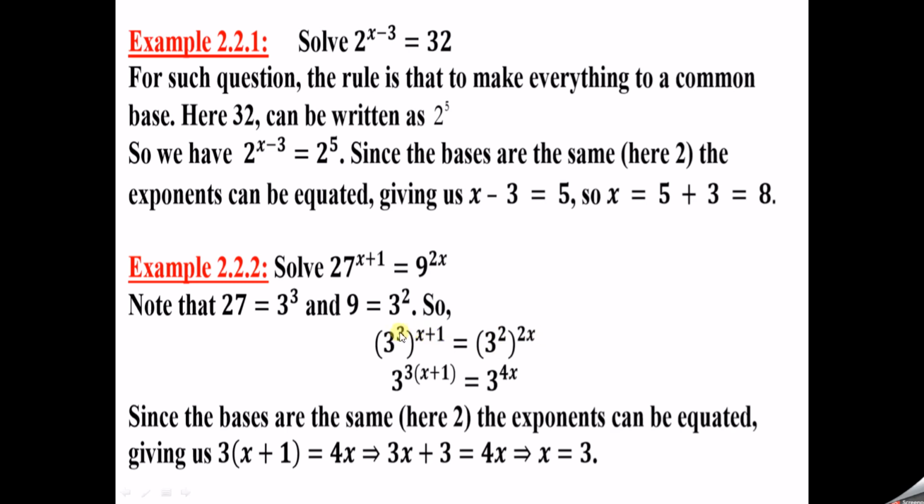So there are two powers here. From the properties of the exponents, you can multiply both the powers. So the equation will be 3 power 3 times x plus 1 is equal to 3 power, here also multiply both the powers, 2 times 2x, 4x. So we obtain an equation where both bases are the same. Here 3, here also 3. Therefore we can equate the exponents or the powers.